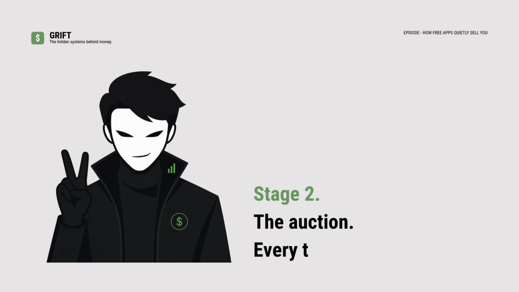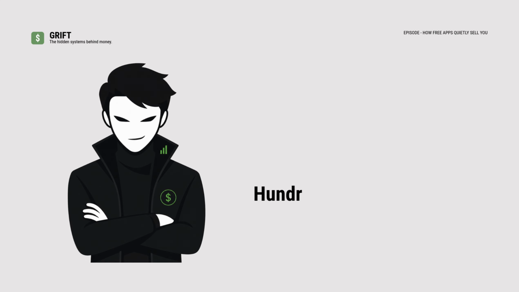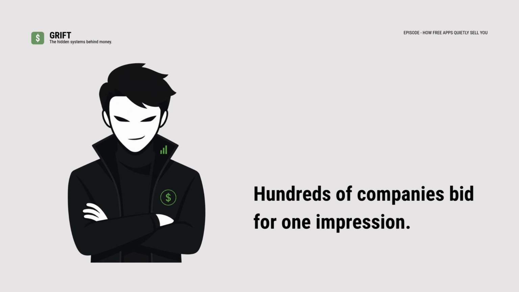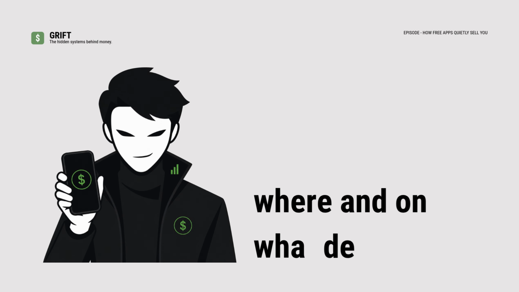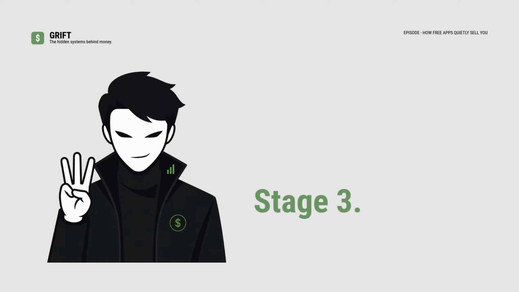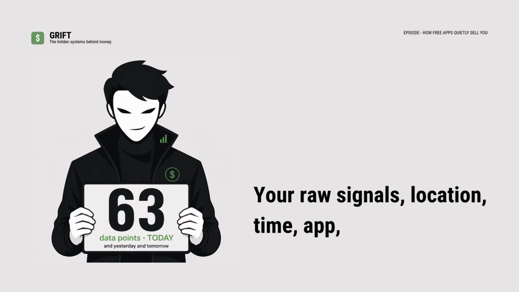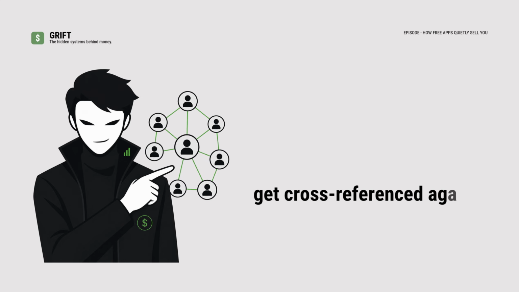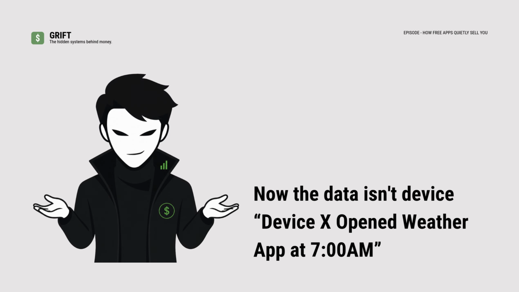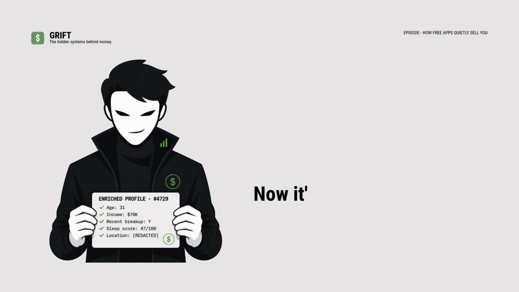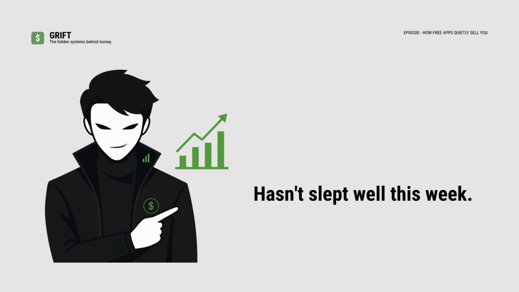Stage 2, the auction. Every time you open an app, an open ad auction runs in under 100 milliseconds. Hundreds of companies bid for one impression. The winner pays. The loser still gets a record that you were available, where and on what device. Stage 3, enrichment. Your raw signals, location, time, app, device, get cross-referenced against profiles other companies have already built. Now the data isn't device X opened weather app at 7 a.m. Now it's 31-year-old earning $70,000 a year, recent breakup, hasn't slept well this week.